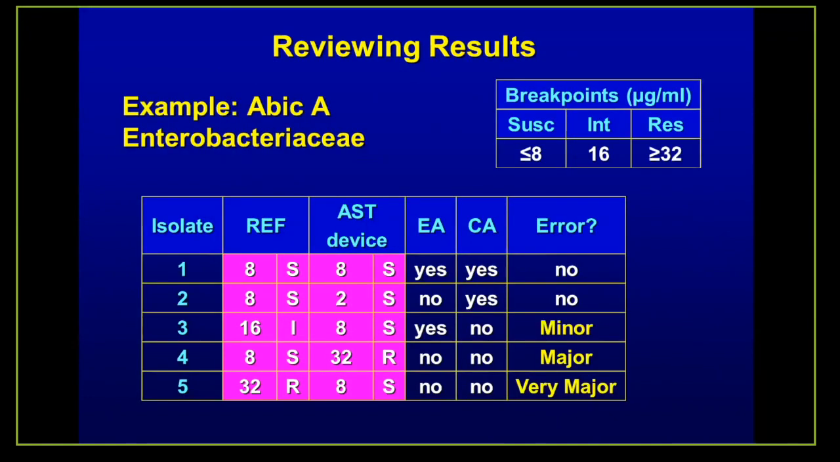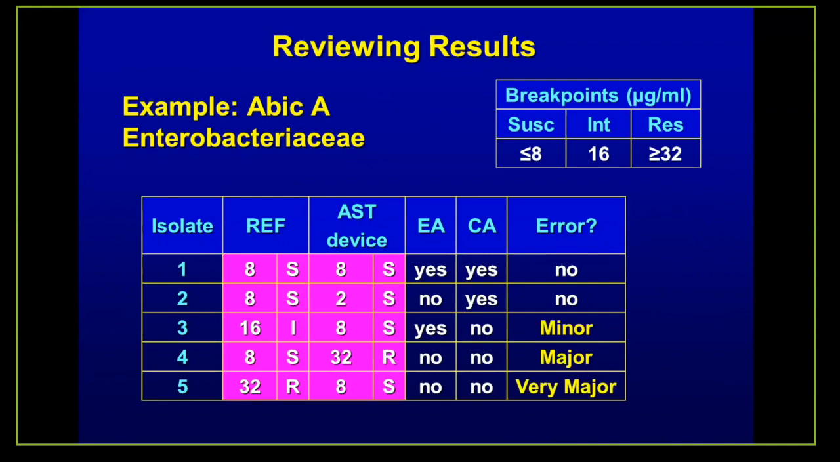On this slide, we have a hypothetical example of antibiotic A versus the Enterobacteriaceae, and we have the breakpoints listed. For isolate 1, we have a reference method where we got an MIC of 8, which is susceptible. For the AST test device, the MIC is 8. So it agrees, the essential agreement matches, the categorical agreement matches, so there is no error here.